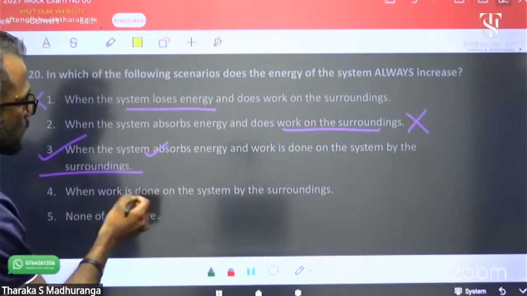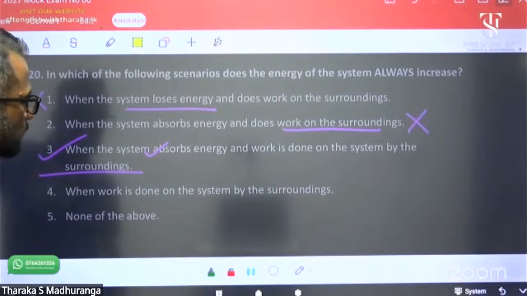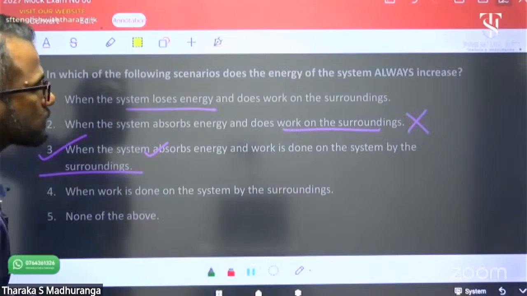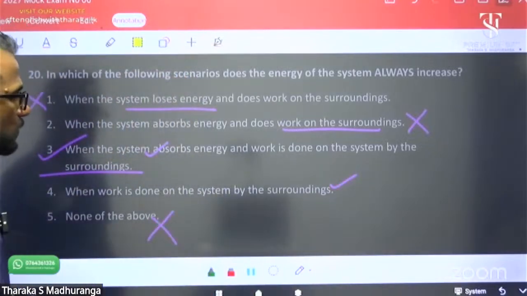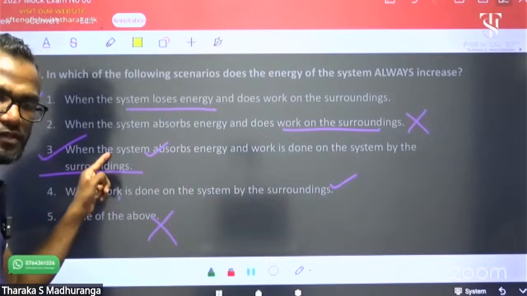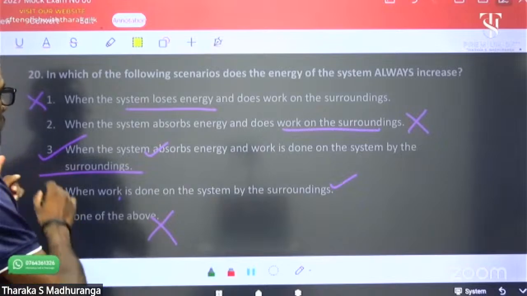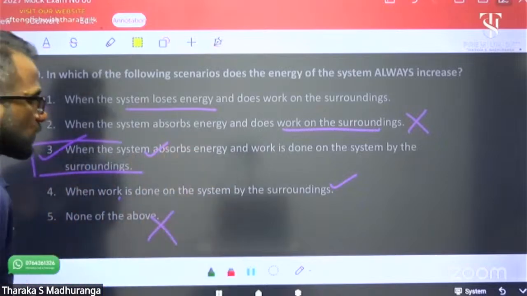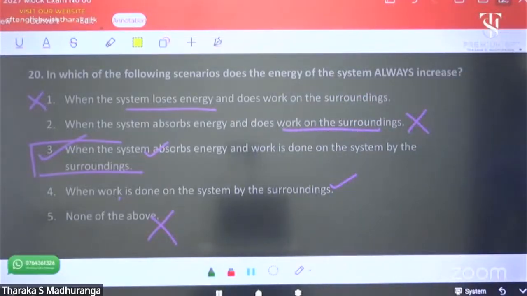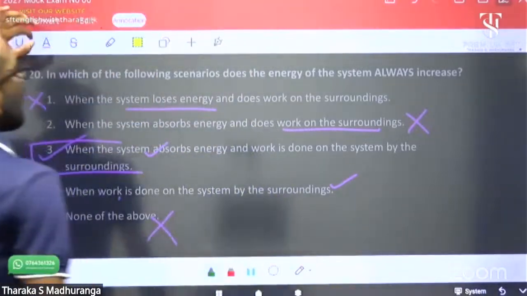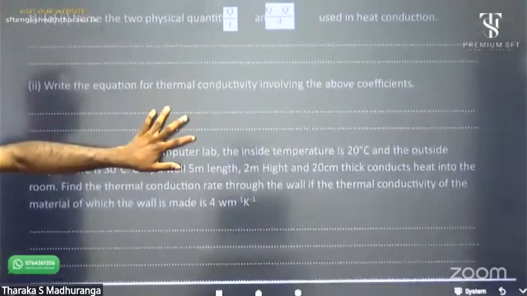When work is done on the system by the surrounding, that one also correct. None of the above. Now we have two answers. What's the most accurate answer? Most correct, accurate: third one. Fourth one also correct, but you have to select the most appropriate answer. MCQ part is done. Let's move into the structured part.